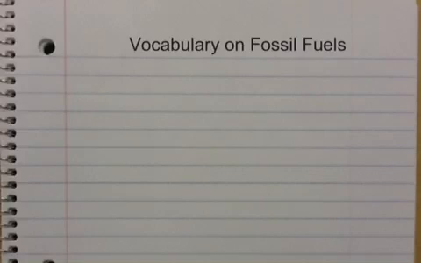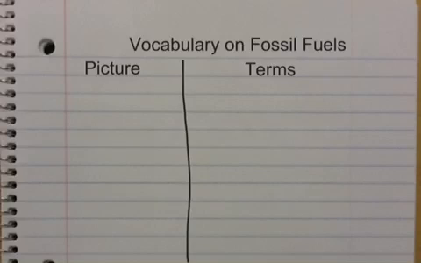You are to draw a picture when I tell you to draw the picture, and then write the definition on the right hand side. It's going to be in the Cornell note style, so let me draw that for you. As you can see, it's divided into a left and a right hand column. On the left just do the picture and on the right the terms. Let's begin.